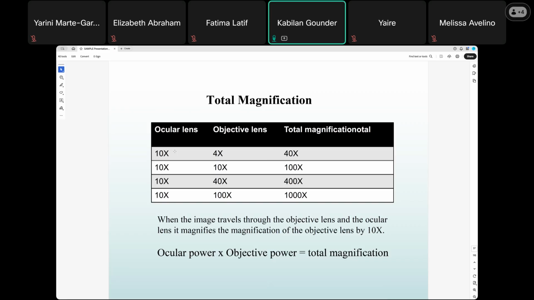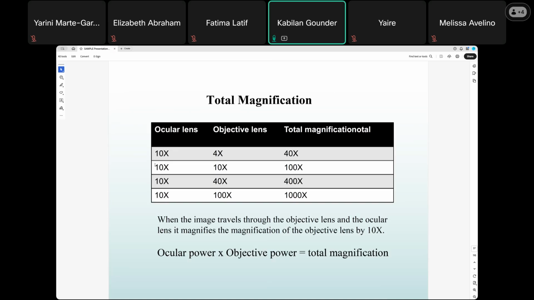So the magnification calculation is: when the image travels through the objective lens and the ocular lens, it magnifies the image. The ocular lens power multiplied by the objective lens power is equal to the total magnification.